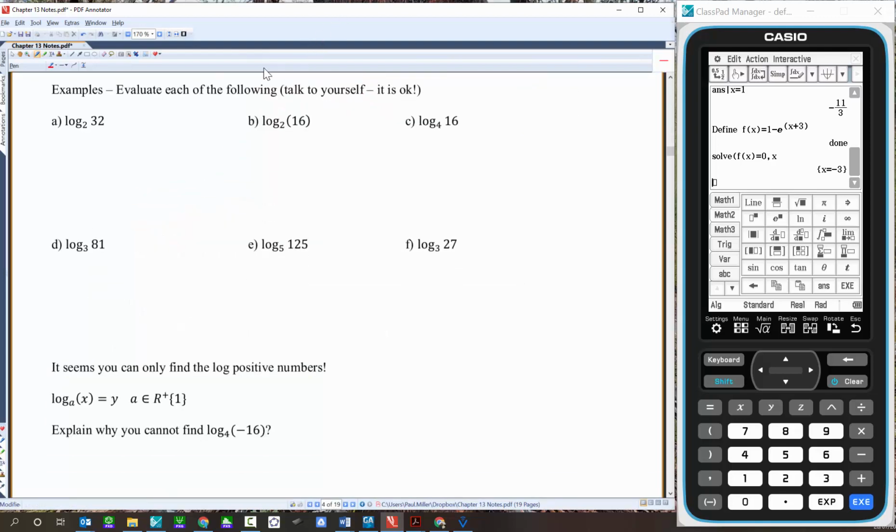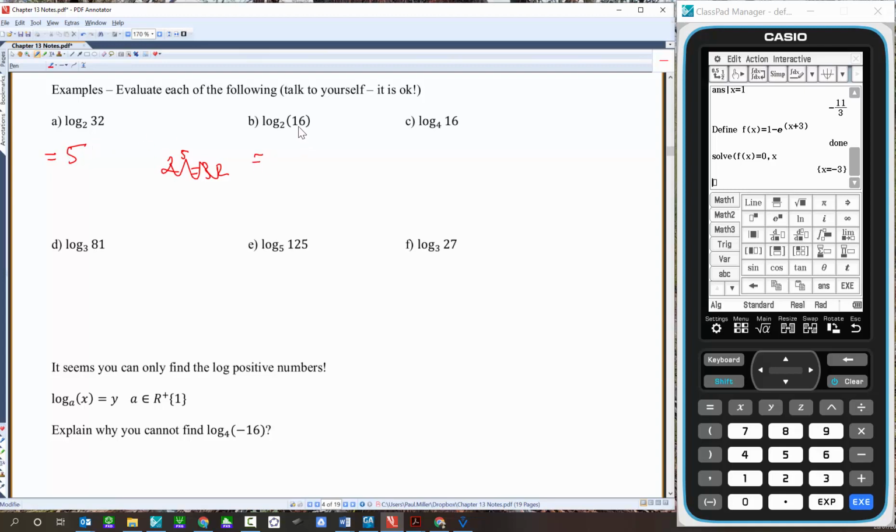All right, so evaluate each of the following. Talk to yourself. It's okay. So what do I mean by talking to yourself? Well, what I do is I read this as a question. I go 2 raised to what power will give me 32? I believe the answer is 5. Now why do I know that? Because 2 to the 5 equals 32. So the answer to this problem here is 5.